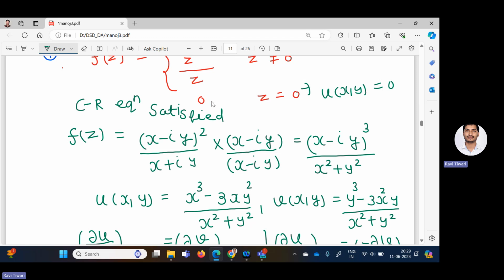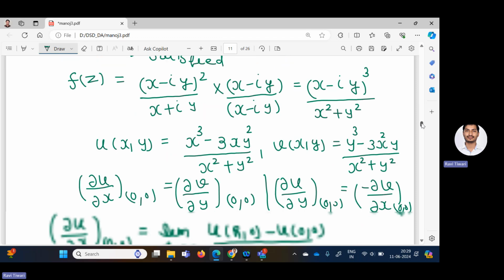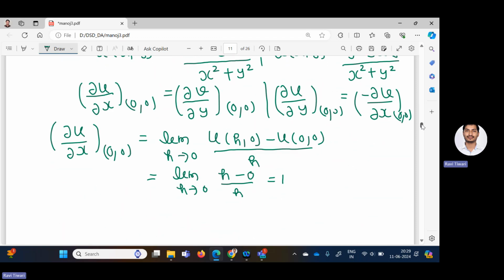z equal to 0 we have to use. Otherwise, what is the use of this z equal to 0? They can ask simply this question, z squared by z, and z is not equal to 0. Because of that, you are not able to calculate u(0,0) directly. We have to calculate it by the second function, where f(0) is 0.